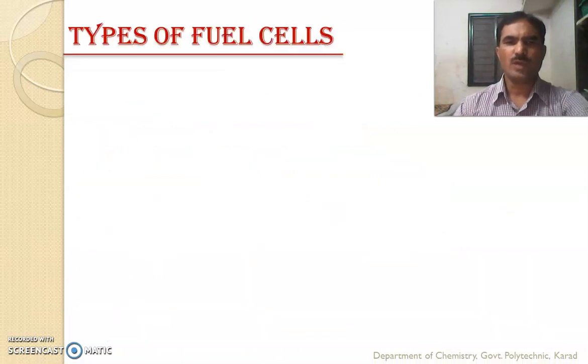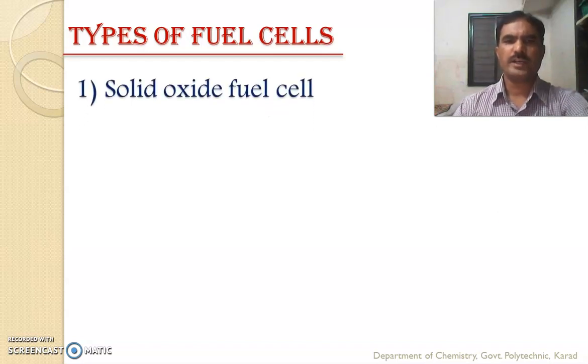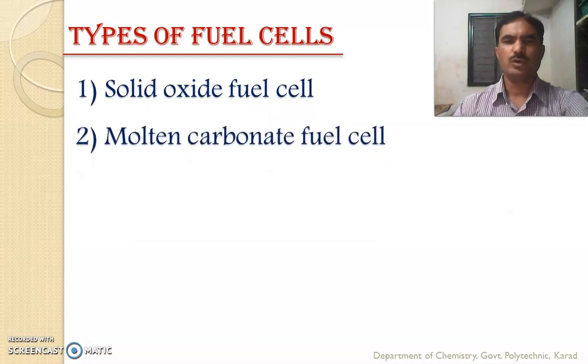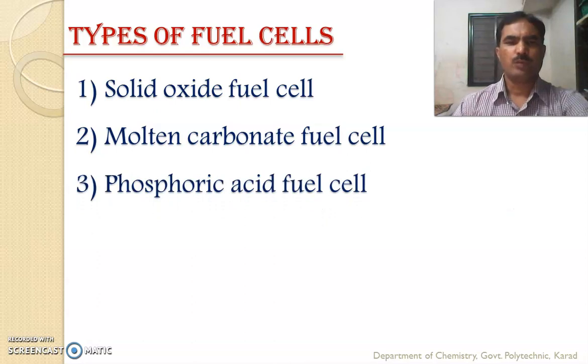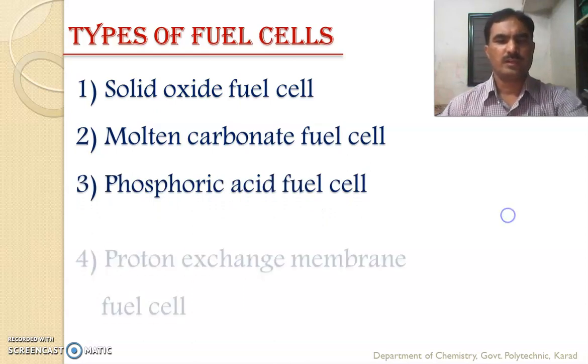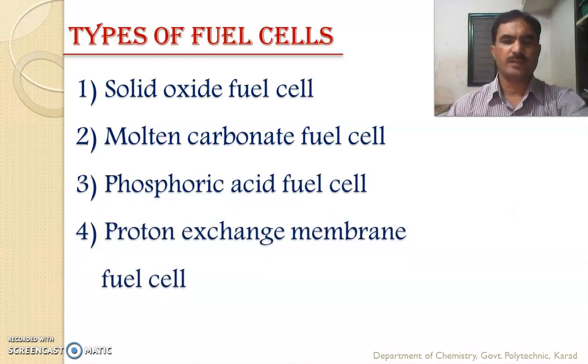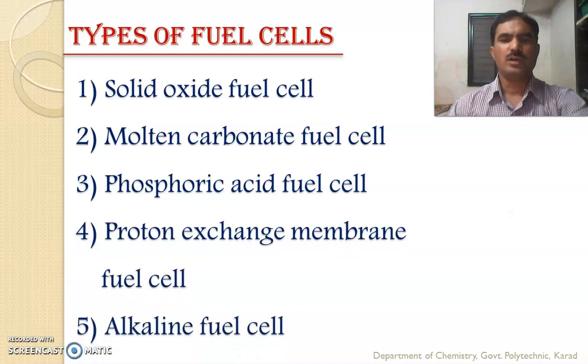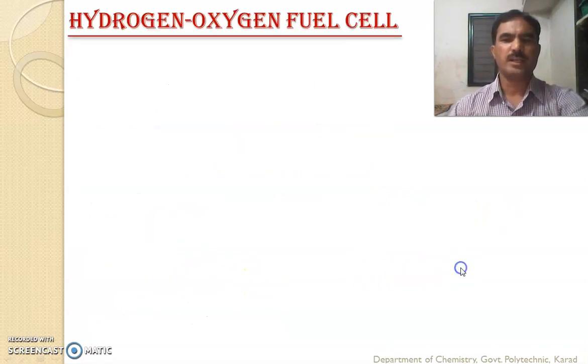Now, what are the types of fuel cells? Friends, there are 5 types of fuel cells. Number 1 is solid oxide fuel cell. Number 2, molten carbonate fuel cell. Number 3, phosphoric acid fuel cell. Number 4, proton exchange membrane fuel cell. Number 5, alkaline fuel cell. Out of those 5, we are going to see in detail about proton exchange membrane fuel cell. And the example is hydrogen oxygen fuel cell.